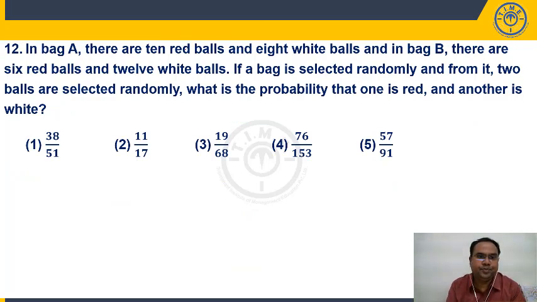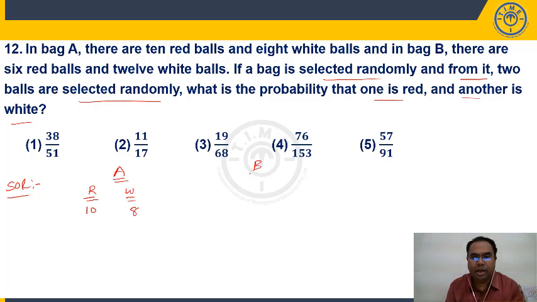In bag A, there are 10 red balls and 8 white balls. In bag B, there are 6 red balls and 12 white balls. If a bag is selected randomly, first you have to select the bag, and from it 2 balls are selected randomly. What is the probability that one is red, other is white? Okay, let us look at this. We have to take bag A. How many are red? We have 10 red. How many are white? 8 white.